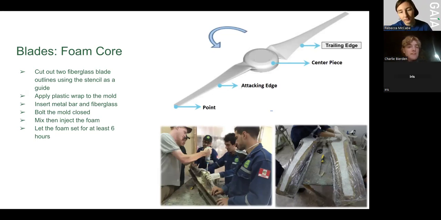The process is, as you read here, they cut out two fiberglass blade outlines using a stencil. They put plastic on the molds. They insert a metal bar and fiberglass into the mold, bolt it closed, and then inject the foam. So this foam sets for 6 hours. We're still kind of trying to understand how long this whole process takes.